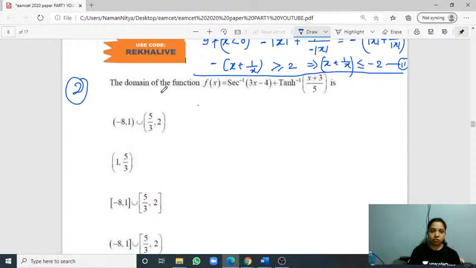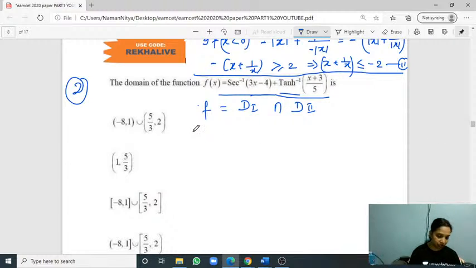Okay, this is the next question. Second question. The domain of the function f of x, which is secant inverse 3x minus 4 plus tanh inverse, so here a hyperbolic function also we have, x plus 3 by 5 is. So domain of this complete thing you are supposed to find. So first I'll find domain of the first function and then domain of the second function, and I'll take the intersection between these two. That will be domain of my f function.